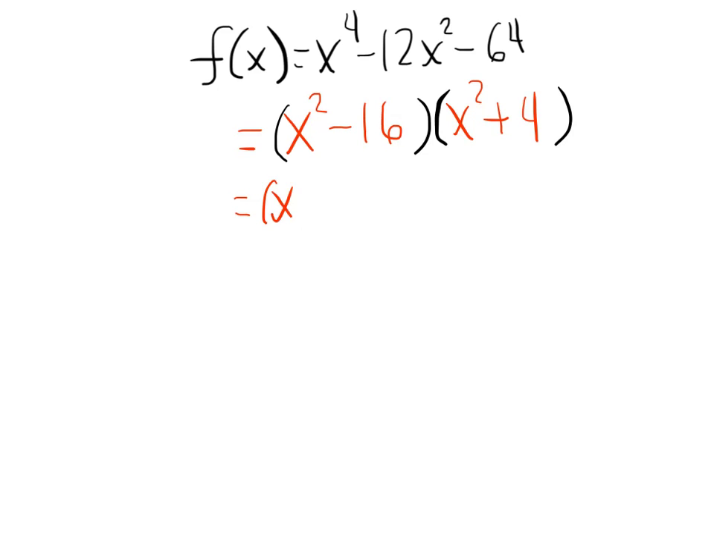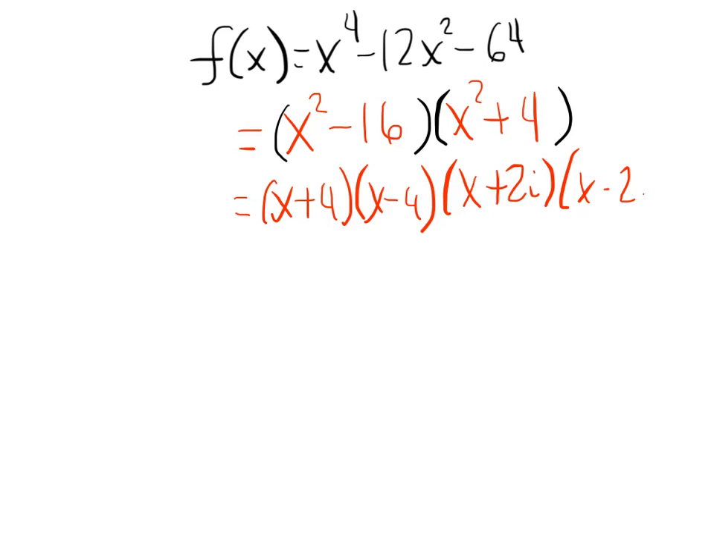Simple difference of squares, x plus 4, x minus 4, and I have a sum of squares which is factorable as long as I include complex numbers, and that gives me x plus 2i, x minus 2i. So my roots, or zeros, or x-intercepts of this function are plus or minus 4, plus or minus 2i. And again, consistent with the fundamental theorem of algebra, I have degree 4. I have 1, 2, 3, 4 solutions over the complex number system.